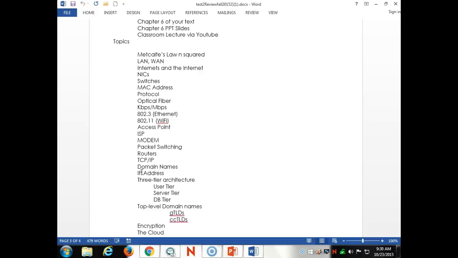Protocol is basically, we talk a lot about protocols, basically the language, right? The rules for how we're going to communicate is called protocol.